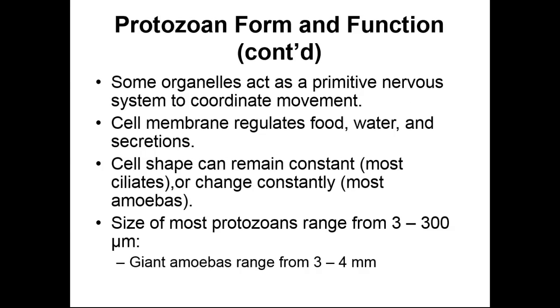Some organelles within the protozoa have similarities to a primitive nervous system and are used to coordinate movement within the protozoa and its external environment. The cell membrane of a protozoa is selectively permeable, like all cell membranes. It will regulate what goes in and what comes out of the cell.